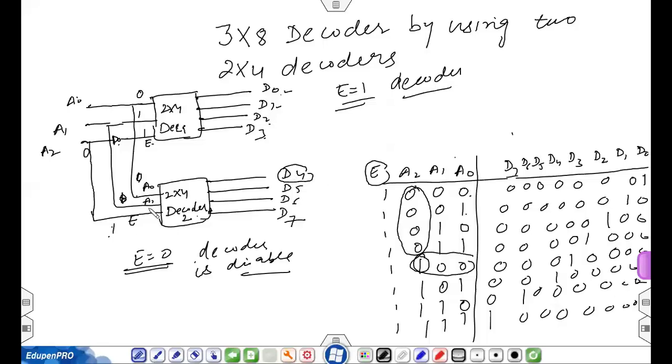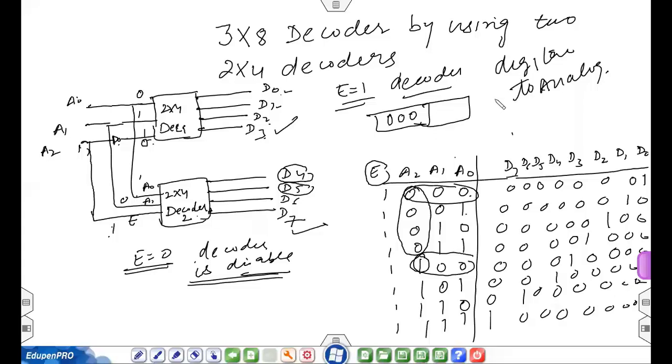Similarly, for the other cases, like suppose if you are taking here, it is 0 and it is 1. It is 1 and it is 0. So in this way, if it is 0 1, again you can say it is D5. Why is it D5? Because your enable is 1, and in this case your enable will become dull, or in analog it will be 0.